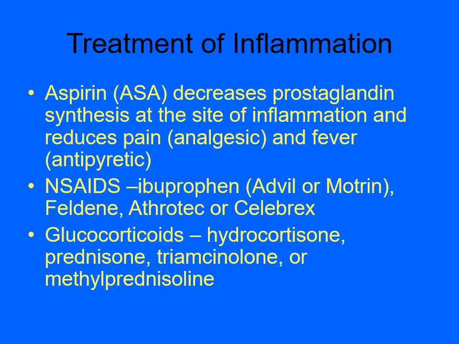So I'm going to go to looking at treatment for inflammation. Aspirin, acetylsalicylic acid, is a very simple, cheap treatment for reducing prostaglandin synthesis at the site of inflammation and reduces the pain, so that's an analgesic, and reduces fever, antipyretic, and it's an anti-inflammatory, so very, very well, very long, has been used for a long, long time.